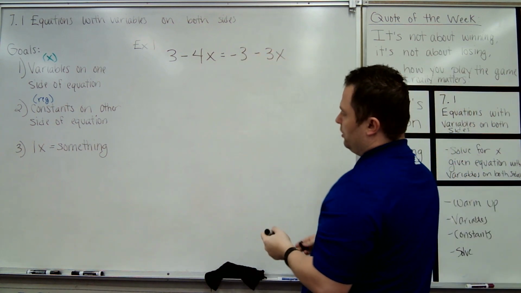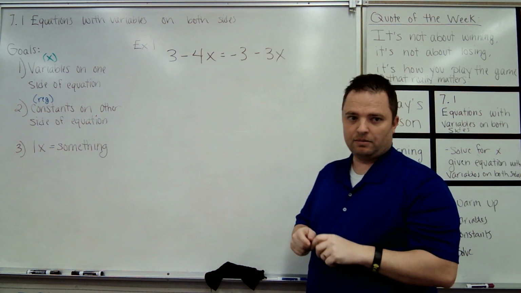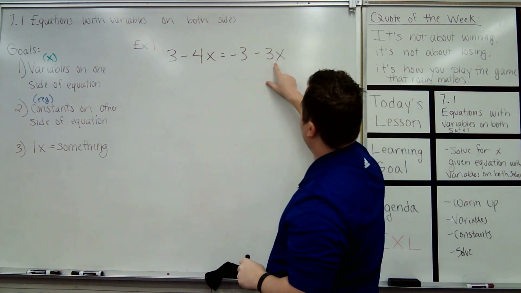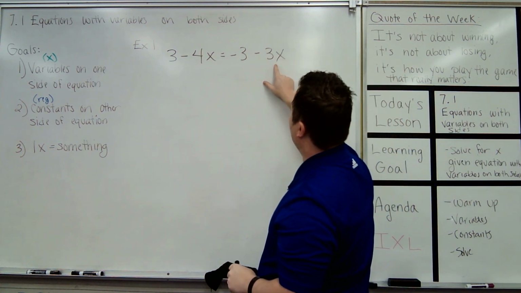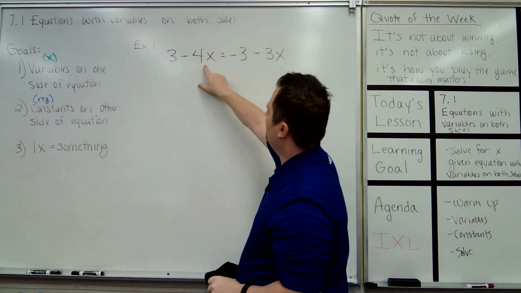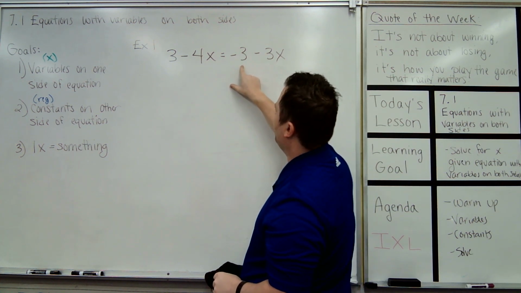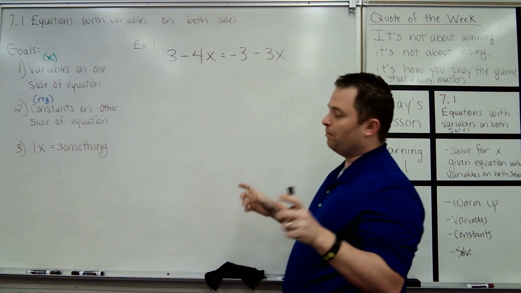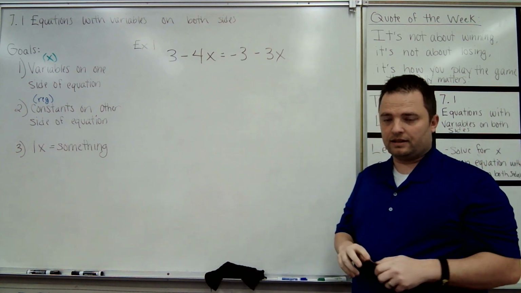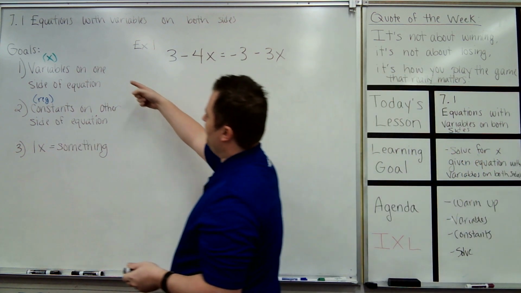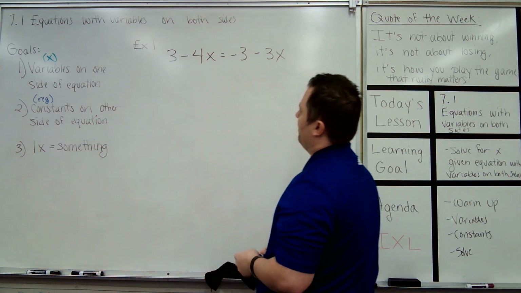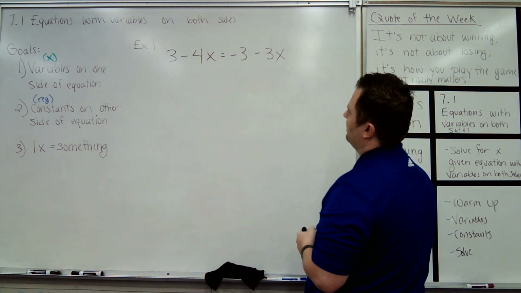Okay? You'll notice, I'm not going to underline it this time, but I have a variable on the left, a variable on the right, a constant on the left and a constant on the right. I've got constants and variables on both sides. My first step is to get variables onto one side of the equation. Now I have a choice, the left side or the right side.